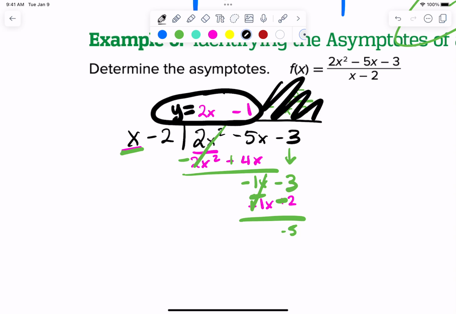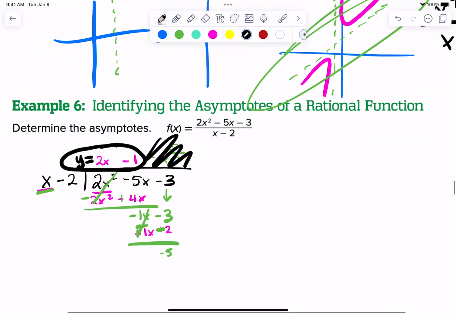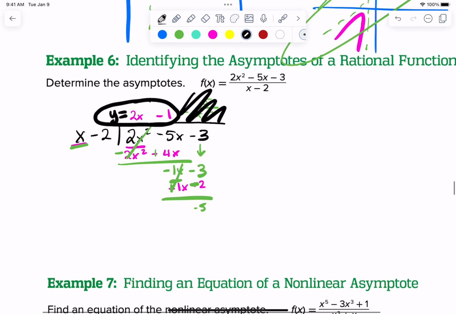Confused? Anyway, so y equals 2x minus 1. That is your slant asymptote. Got it? There's only 1. Are we supposed to have 2? No. This one says determine the asymptotes. So we found the slant asymptote, y equals 2x minus 1.